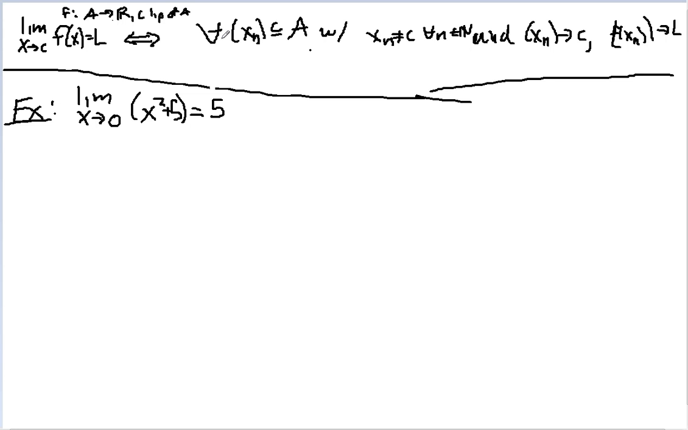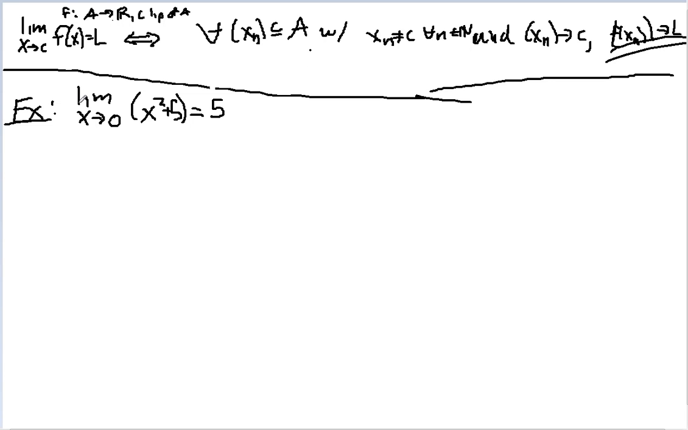We have this theorem that says that the limit as x approaches c of f of x equals L is equivalent to saying for all sequences that don't contain c in the sequence, if x_n goes to c, then f of x_n goes to L. Now I was asked to explain this part in particular, and I'm going to do that by an example.